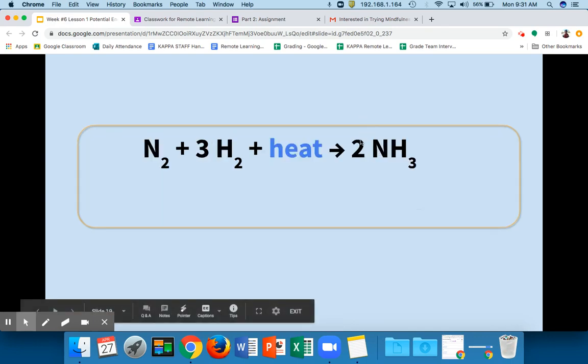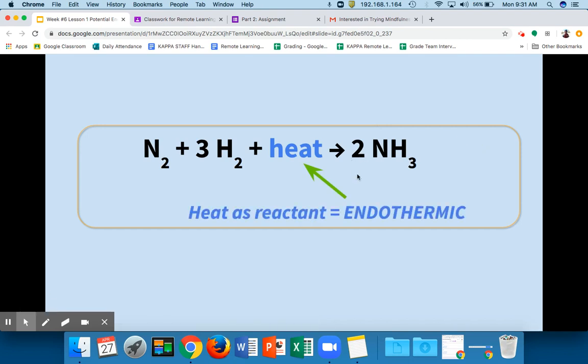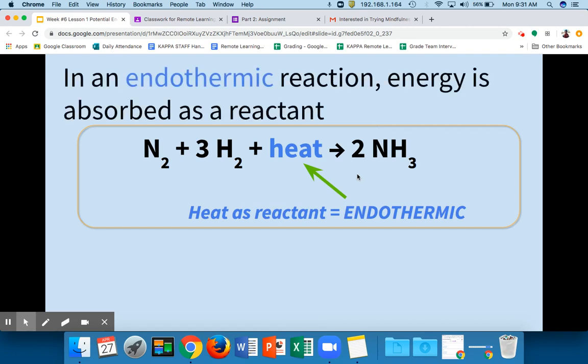And for endothermic, heat is written as a reactant. So that's an endothermic reaction. So whenever heat is absorbed as a reactant, it's going to be on the left side of your equation. It's an endothermic reaction. And your graph that represents that is when your products end at a higher energy level than where your reactants started. You can pause the video now if you want to write this down.